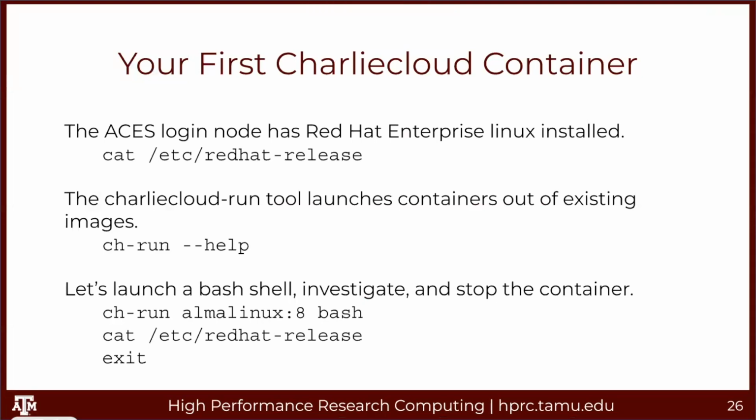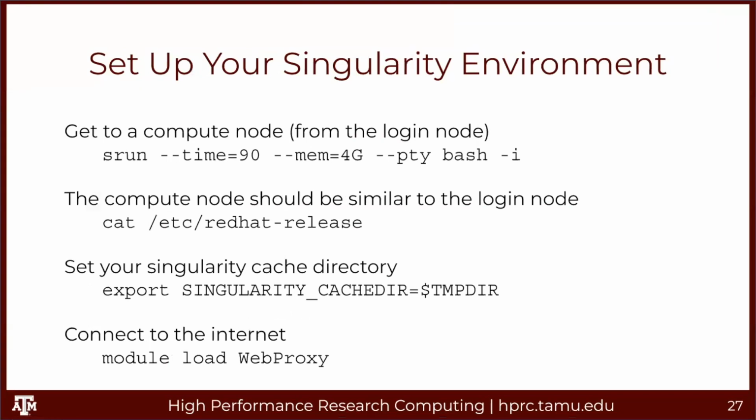Let's take a look at Singularity. So we looked at Charliecloud. Let's do the same thing with Singularity. Now, I said Singularity is only available on the compute nodes, so we have to get to a compute node. In order to get to a compute node, we use Slurm. We're going to do this interactively, so we have the srun interactive variant that goes srun --pty bash -i, which is, I would like a login on a compute node, please.